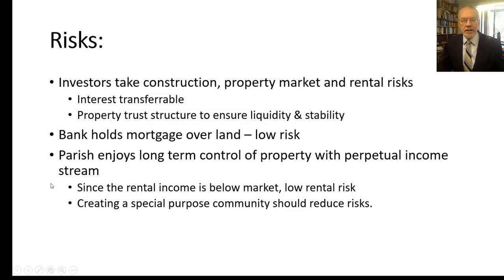This means that since rental income is below market, there should be a low rental risk, therefore a low ground rent risk. The parish also has the advantage of having the reversionary interest in whatever is built. So unless their houses are completely ruined in some way, even at the end of 60 years, they will end up with more than the vacant land than they started with.